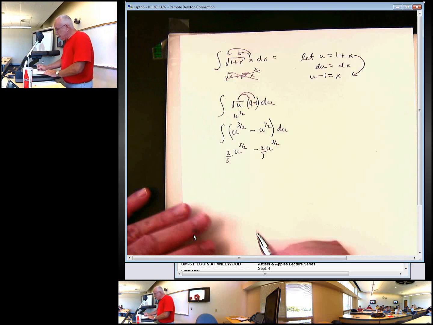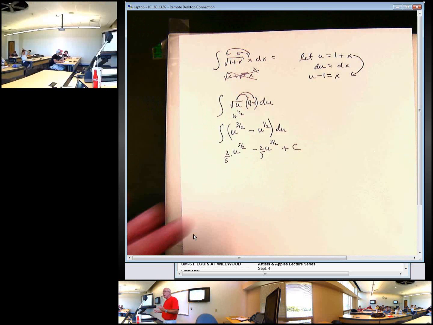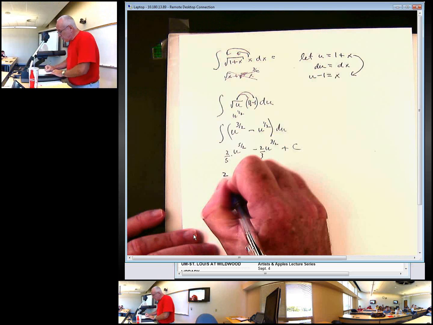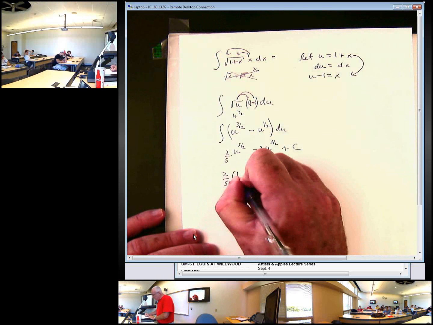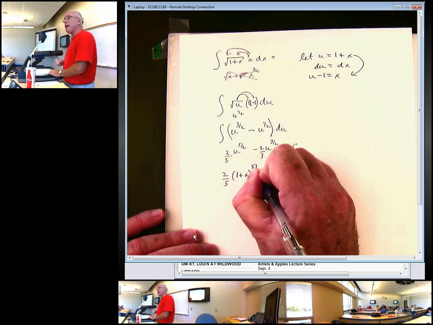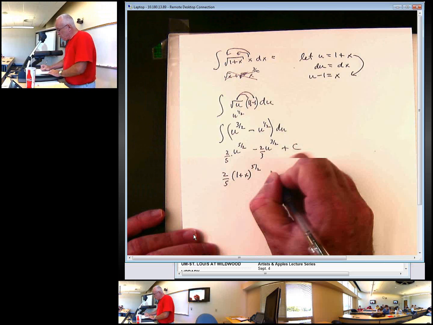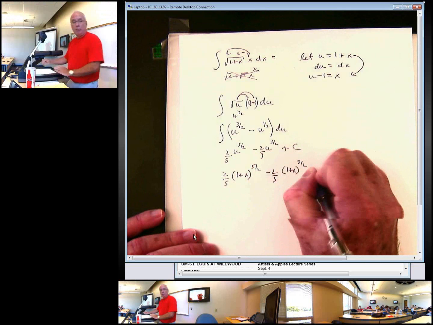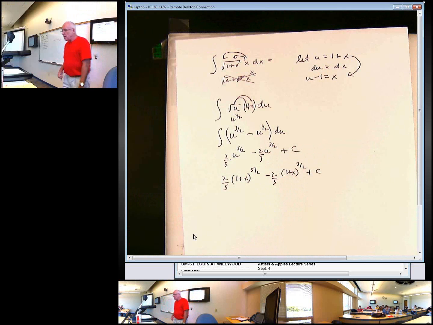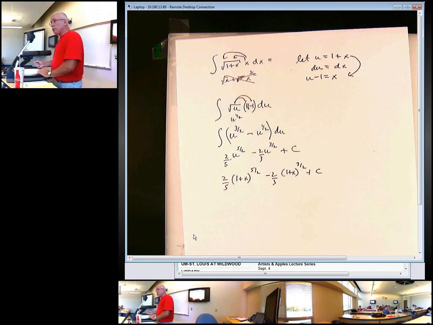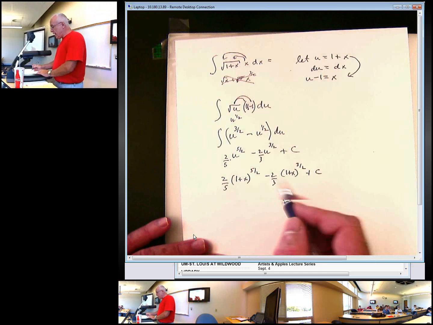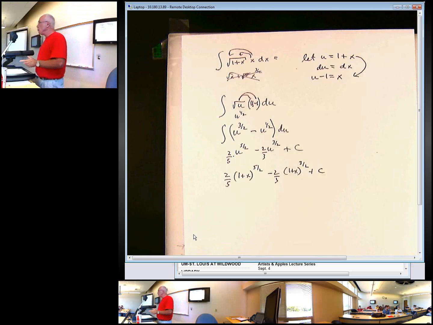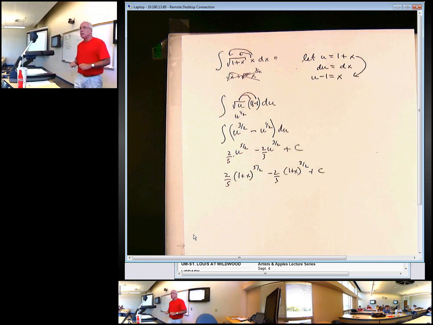Then it's plus capital C, and finally we just replace the u with what it's equal to. It's equal to 1 plus x. So we have 2/5 times parentheses 1 plus x to the 5/2 power minus 2/3 parentheses 1 plus x to the 3/2 power plus capital C. I don't really care about any more simplification with this. With the algebra, you could take 1 plus x to the 3/2 power out. I'm not concerned about that. So that would be our antiderivative here.